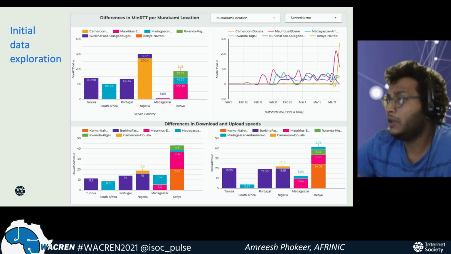So we are currently in the exploration phase in terms of what type of data can we get and how can we display that. So this is just a dashboard that we have started building so we can compare, for example, one country to another.